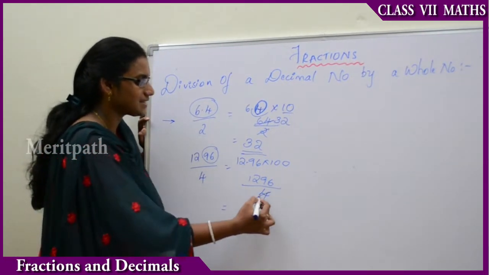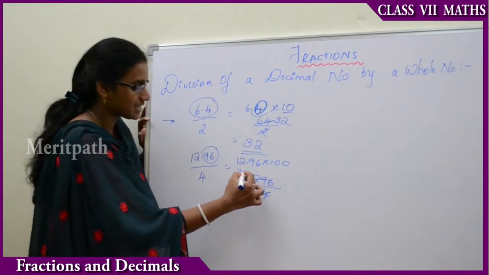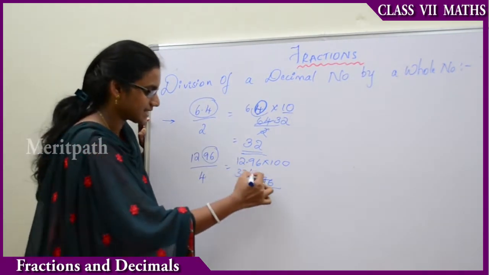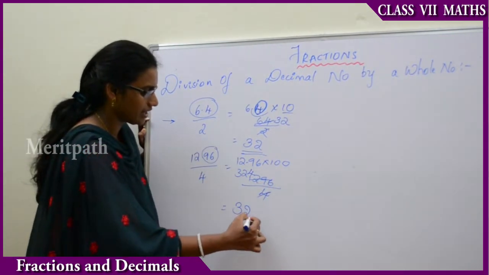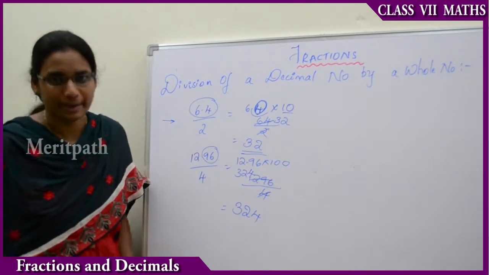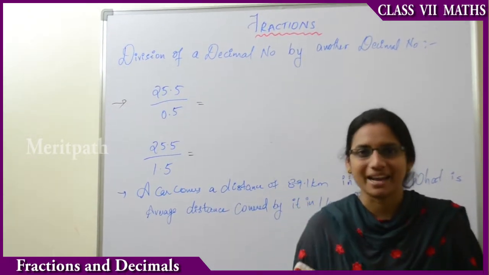Then we will be getting the answer: 4 ones are 4, 4 threes are 12, and 4 twos are 8, and remaining 1, that is 16, and 4 fours are 16. So we will be getting the answer 324. Hope you are clear with the division of decimal numbers by a whole number. Let us see the division of a decimal number by another decimal number.